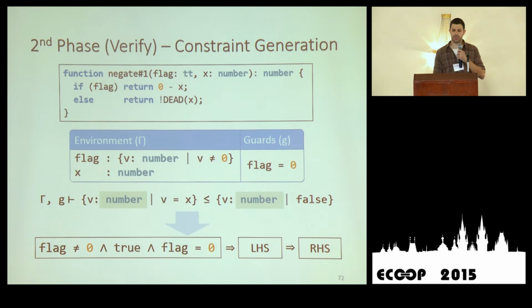And then moving on, we need to make sure that the base types for the two sides of the subtyping constraints are the same, but this is actually guaranteed by our elaboration process. So at this step, we just add V equals X as the left-hand side and false as the right-hand side.